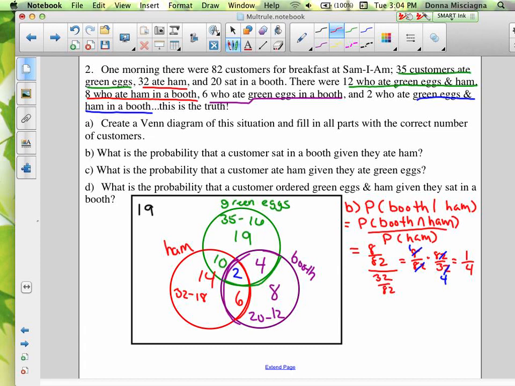Let's find the next one, C. What is the probability that a customer ate ham given the green eggs? So we want the probability of ham given green eggs. So that would be the probability of ham, right? So we just found that, that's the 32. Excuse me, we've got to do the probability of ham and green eggs.